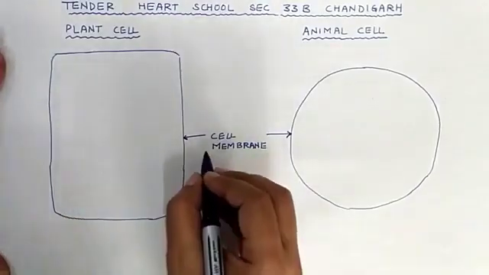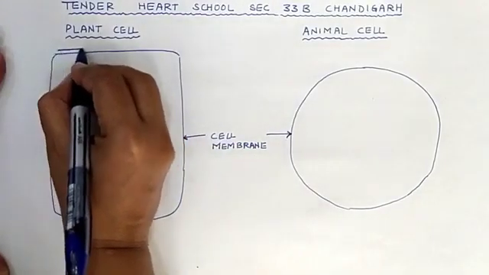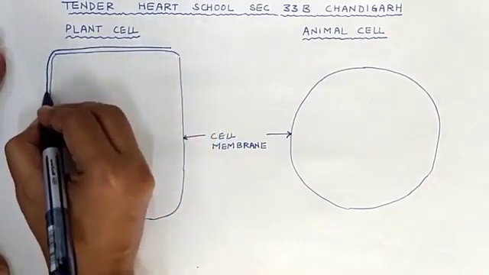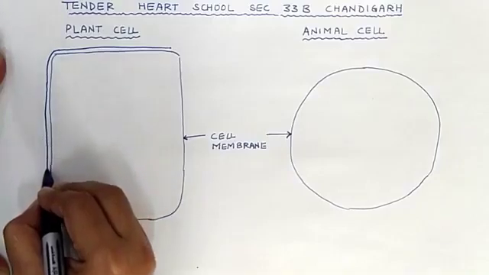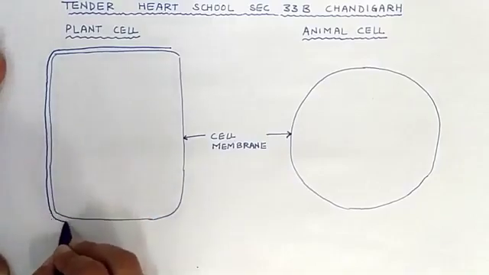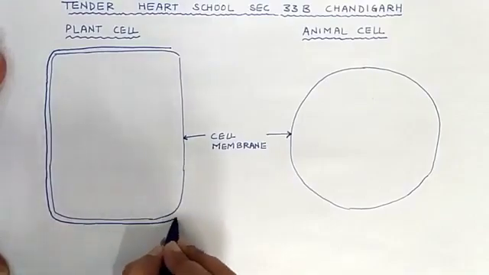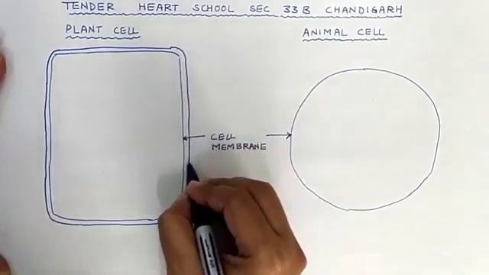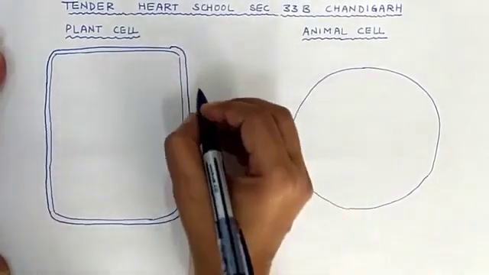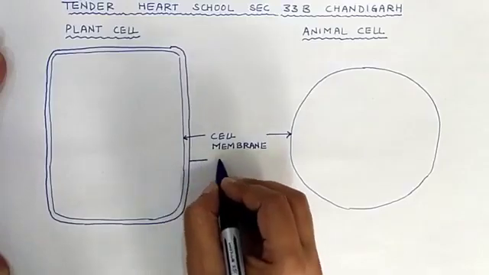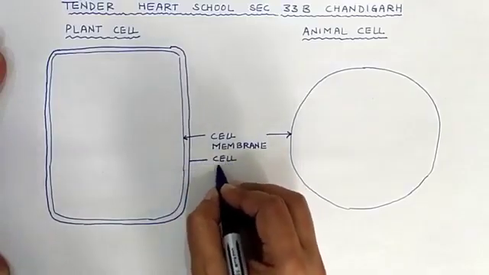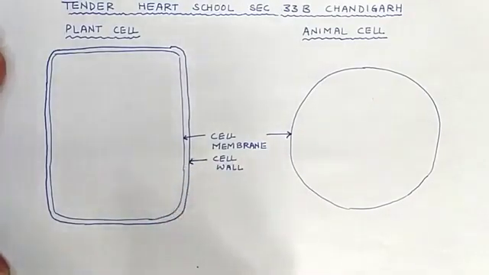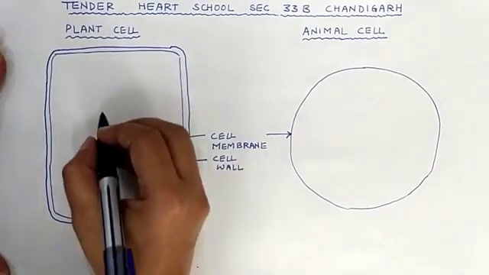But in the plant cell, outside the cell membrane, we have another layer which is called the cell wall, which is a rigid structure giving rigidity and strength to the plant cell, because of which the plant cell can maintain its shape. So this outermost layer in a plant cell, which is not present in the animal cell, is the cell wall. Okay, cell wall.